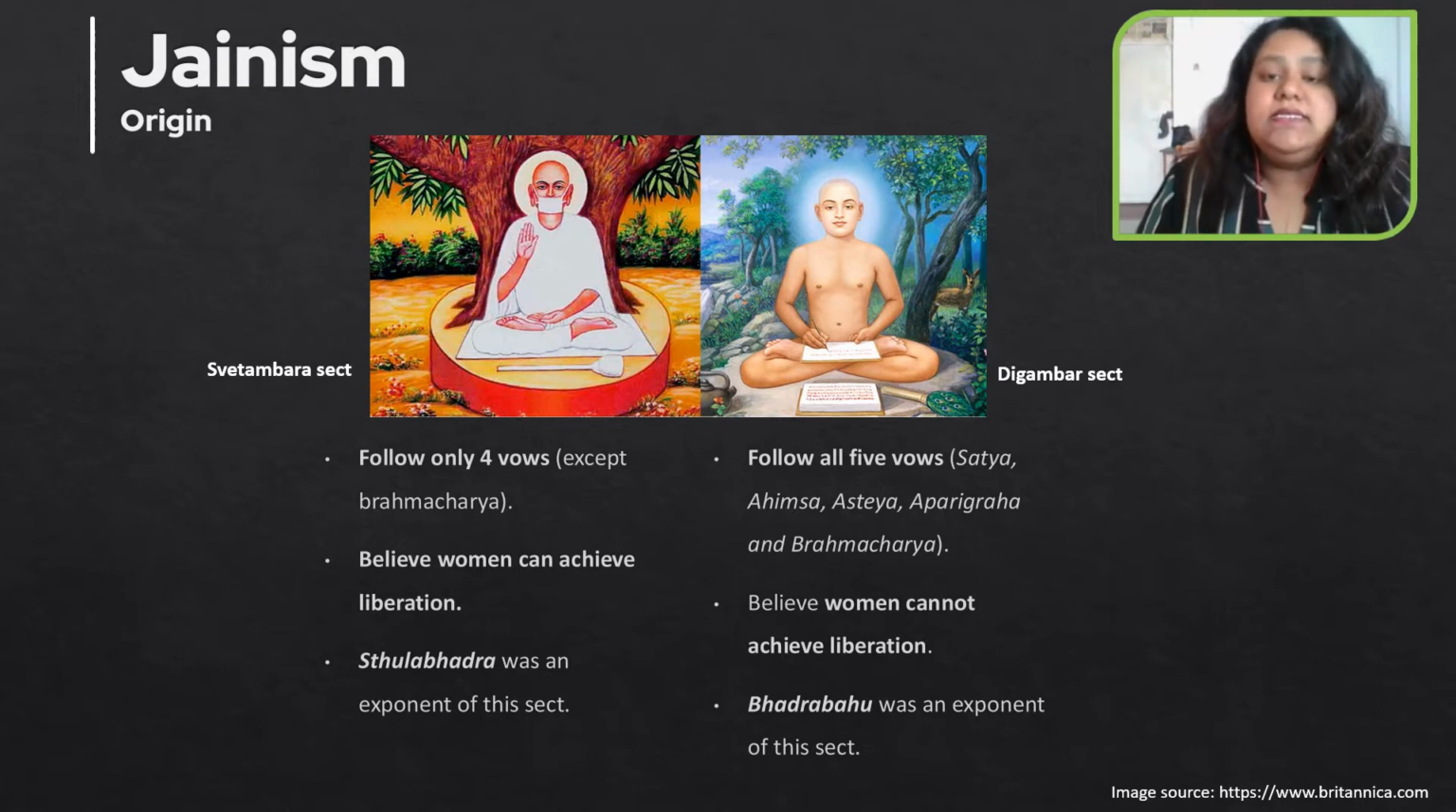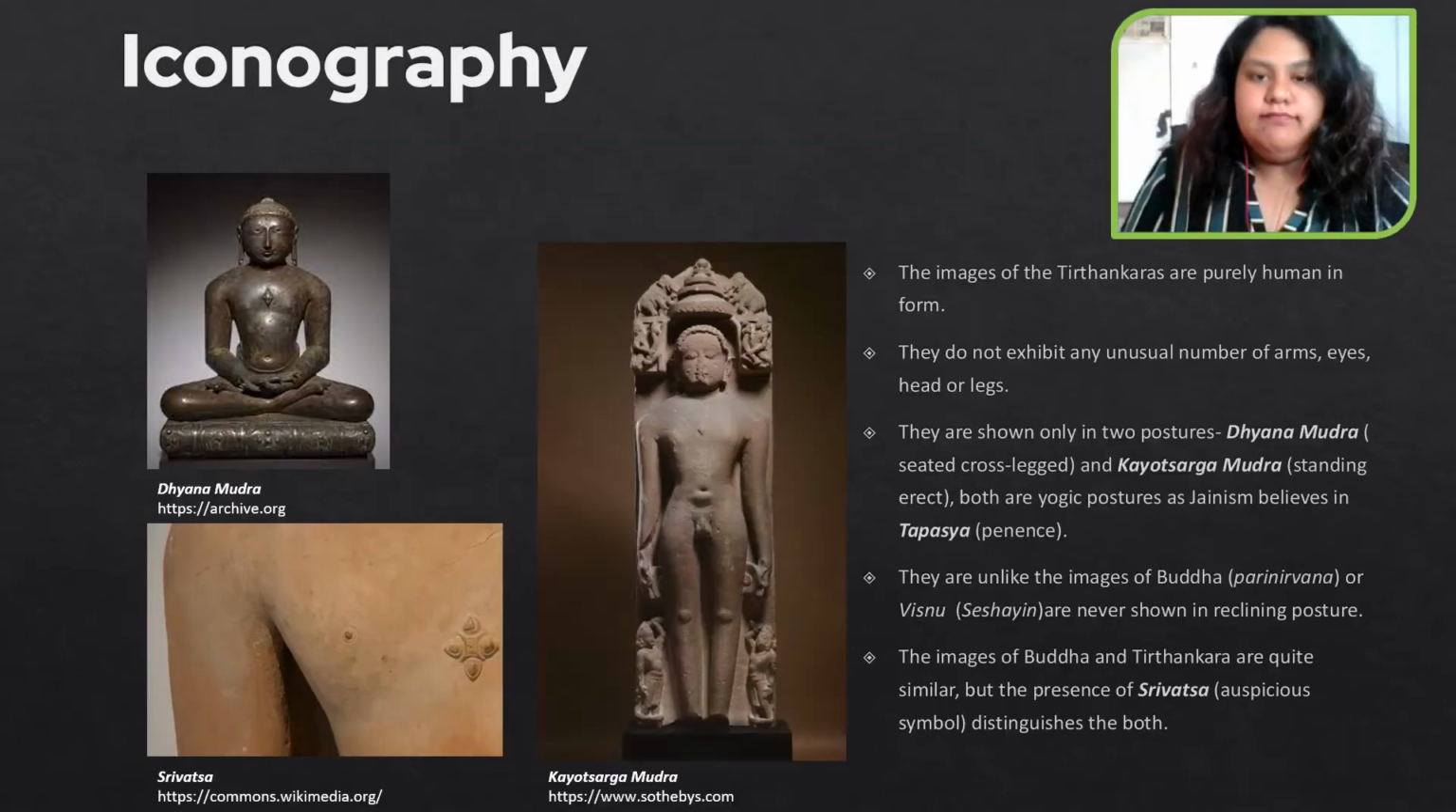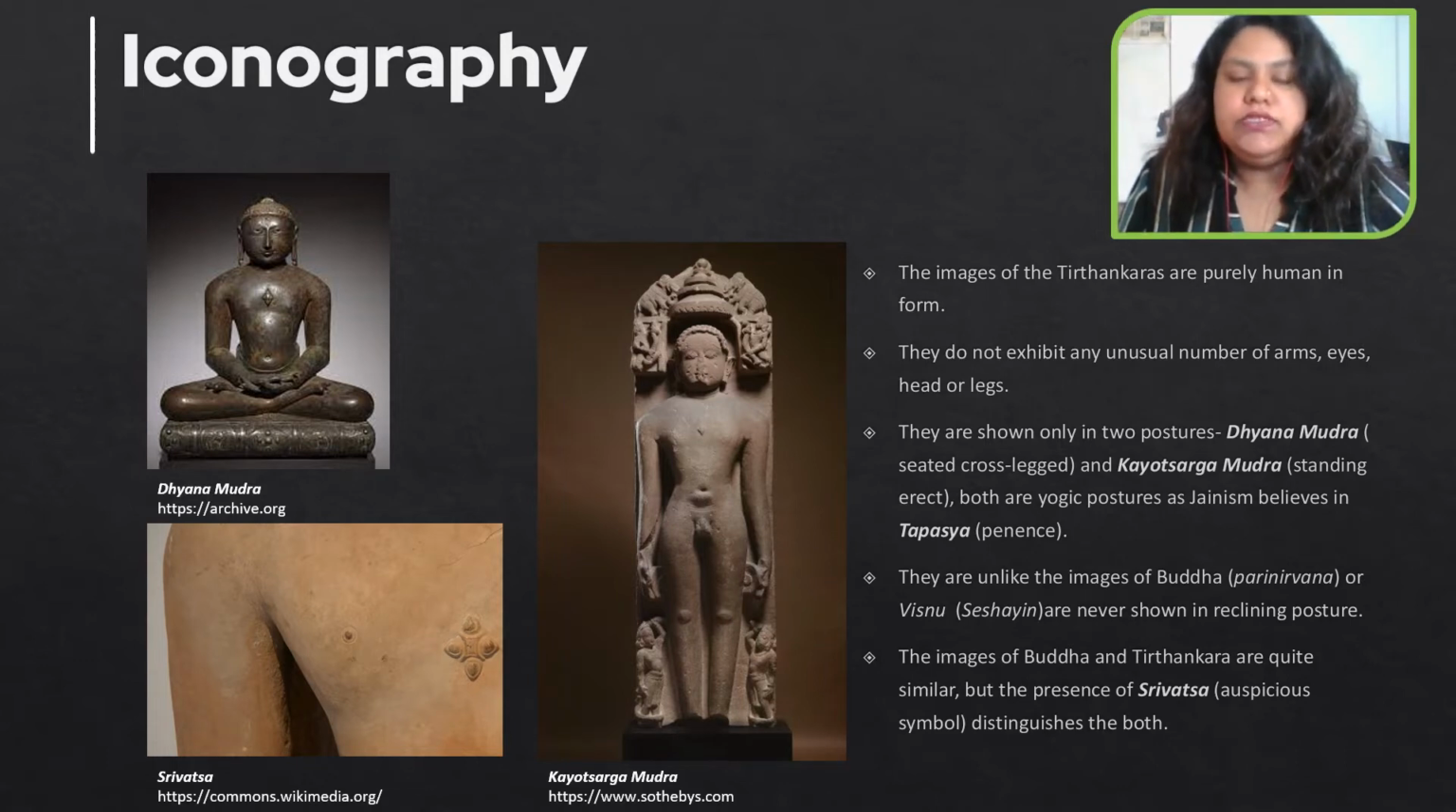The other sect is that of the Svetambaras, who wear white clothes. The monks wear white clothes and they follow 4 vows; except Brahmacharya, they follow all the other vows. The Svetambaras also believe that women can achieve liberation, and Sthulabhadra was an exponent of this sect. For more information on the division of these sects of Jainism, I will be providing you with references. This was a very small introduction to Jainism.